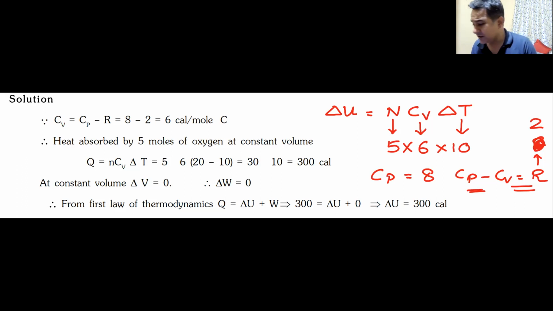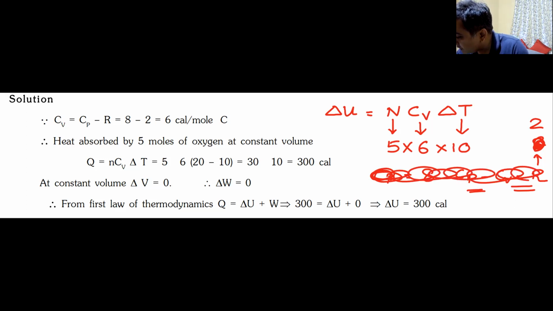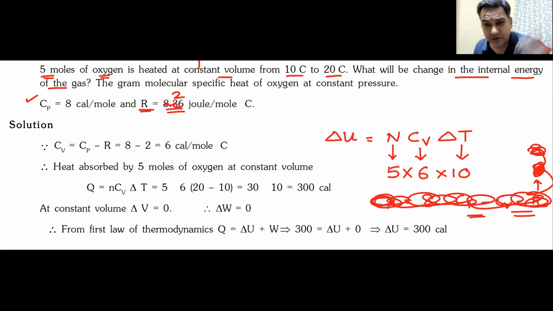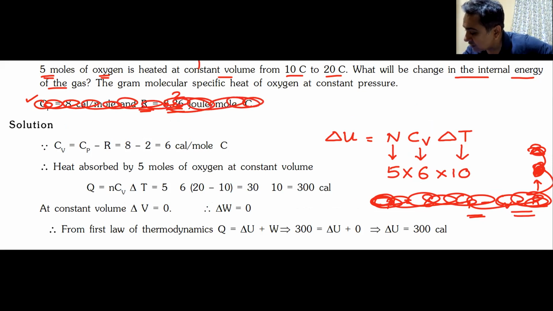Now, this might look very complicated to you, but even if the value of Cp was not given to you, please listen to what I'm saying very carefully. Even if the value of Cv or Cp was not given to you, how to get it is hidden in the question itself. In fact, they have given additional information in the question which is not required. The value of Cp will not be given in this question.